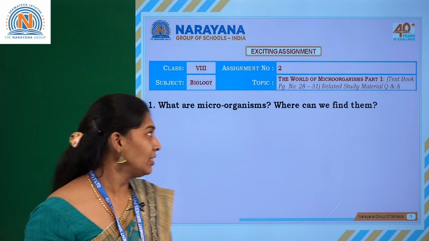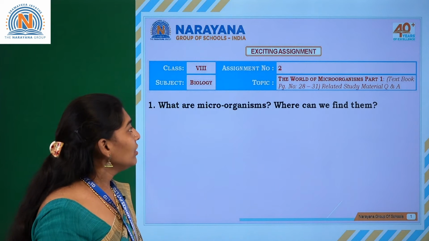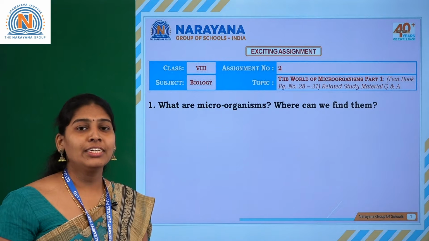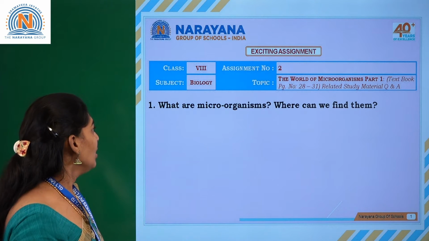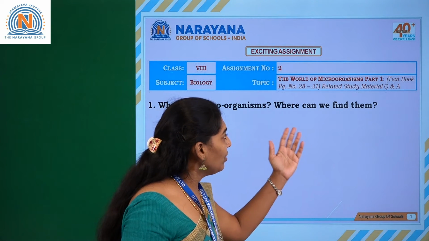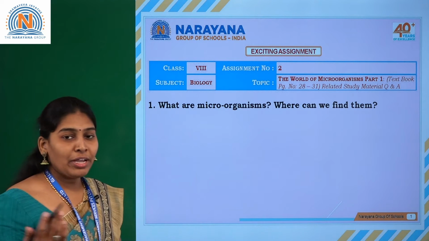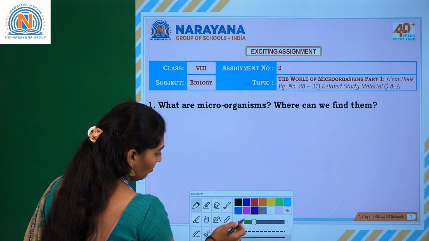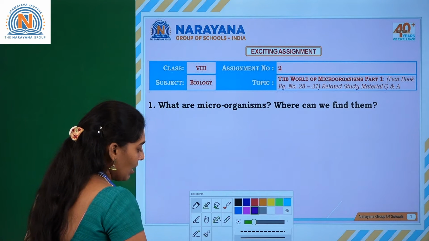Today we are going to discuss the assignment number 2 and the topic world of microorganisms from class 8th. So let us discuss one by one question. The first question, what are microorganisms? Where can we find them? What are microorganisms? The microorganisms are minute organisms which we cannot see with our naked eye.